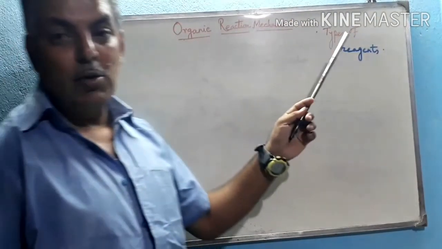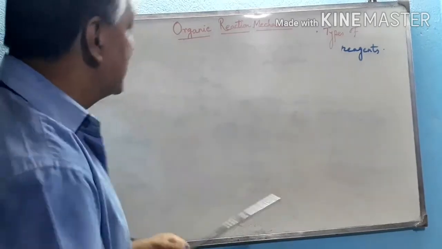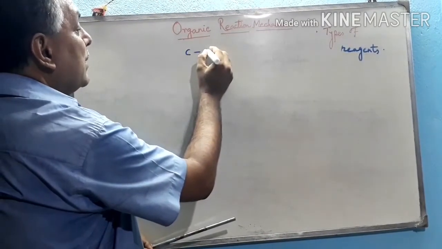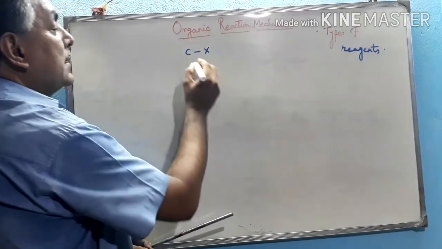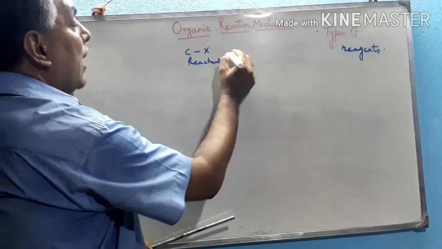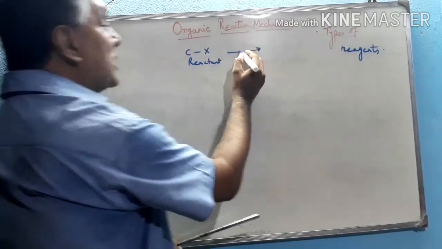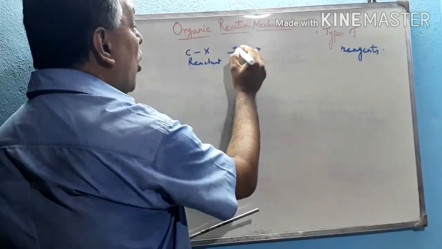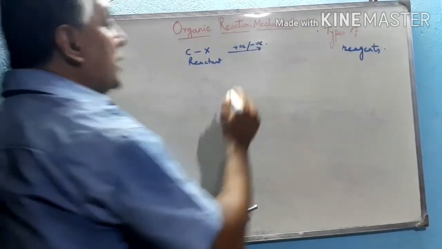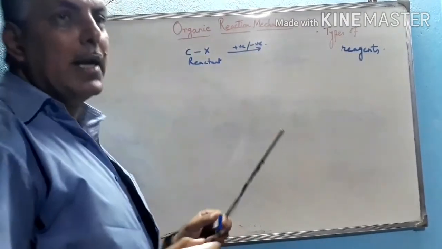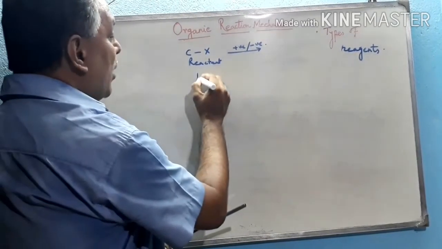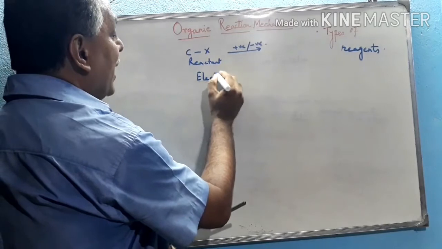Types of reagents. Now we are discussing the types of reagents. Suppose this is a compound CX. This is the reactant, and we have to use a reagent here, and that reagent may be a positive charge species or a negative charge species. So on the basis of their positive or negative charge, these are classified into 2 types. Number 1 is the electrophiles.